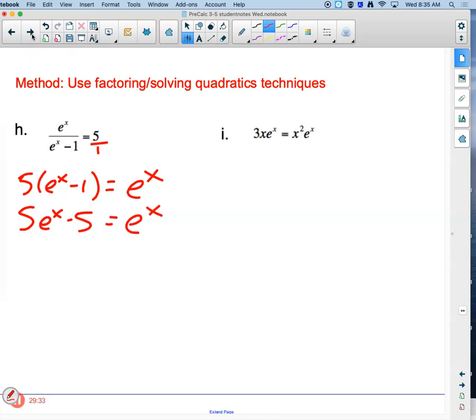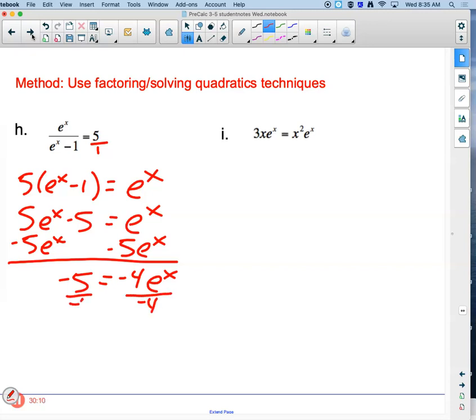All right, so I need those e to the x's on one side of this, and I need that negative 5 on the other. And it's up to you which way you go here. We could certainly subtract 5e to the x instead of having to subtract e to the x and then add a 5. We'll get the same answer in the end. So far we have negative 5 equals negative 4e to the x, but I have to isolate and expose that base, which is the e. So I need to divide both sides by negative 4.